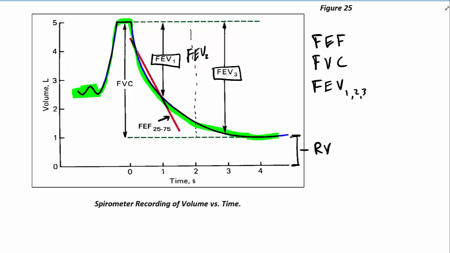So why is this important? Well, based on the slope of this red line right here, so we've got our red line right here, I'll draw over it in red again. Based on the slope of this red line, it will tell you how functional your lungs are. And this slope will change in varying disease states. So let's look at how the slope changes in different disease states.